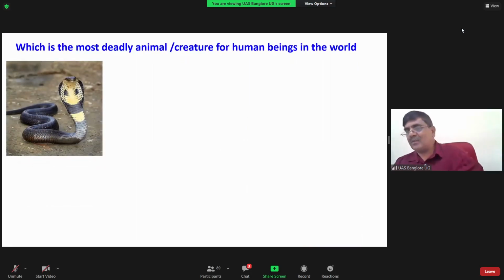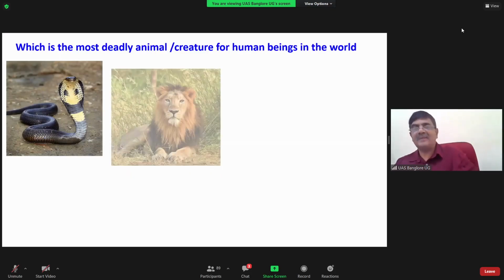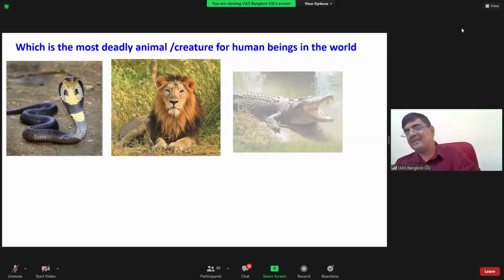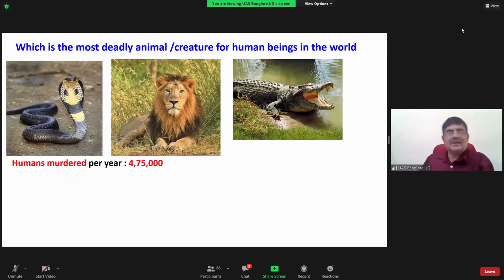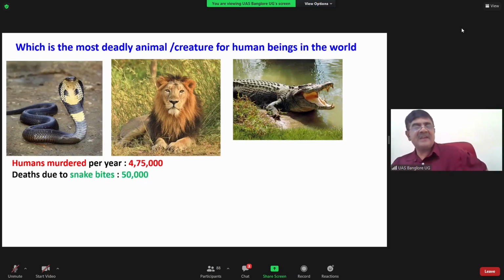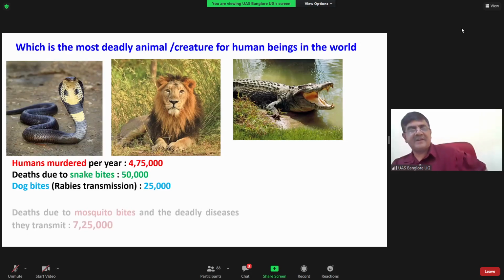So which is the most dangerous living creature in the world? Is it a cobra, or a lion, or a crocodile? These are not the most dangerous creatures. For example, around 4,75,000 human beings are murdered per year. Similarly, due to snake bites, there are around 50,000 deaths. Similarly, dog bites cause 25,000 deaths per year.